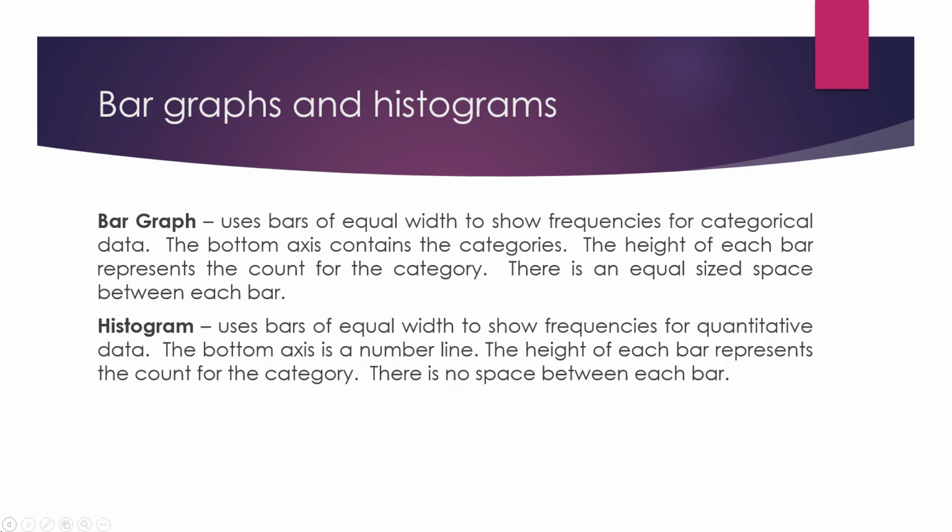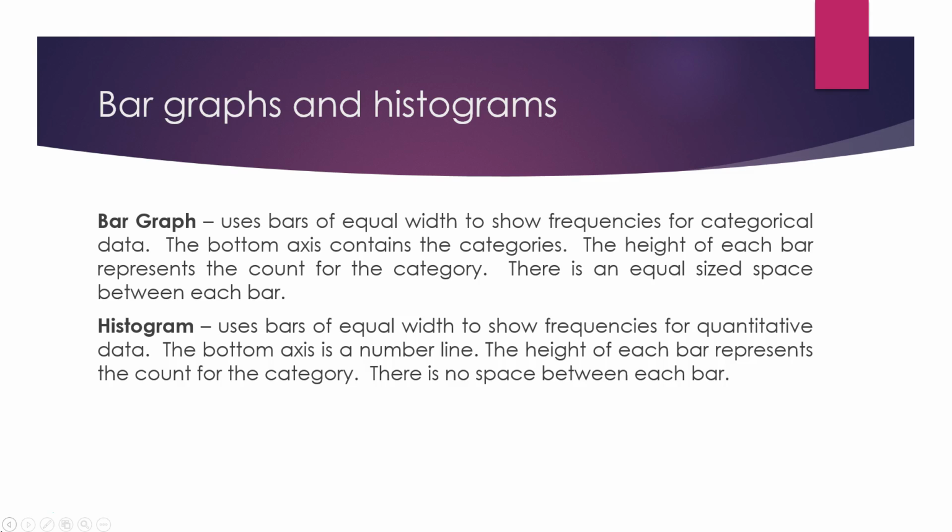So a bar graph uses bars of equal width to show frequencies for categorical data. The bottom axis has the categories, and the height of each bar represents the count for each category, so just how many of that there were. There is an equally sized space between each bar, and the bars themselves also need to be the same width.